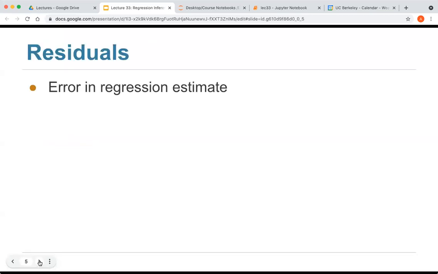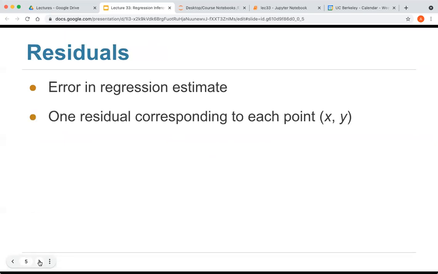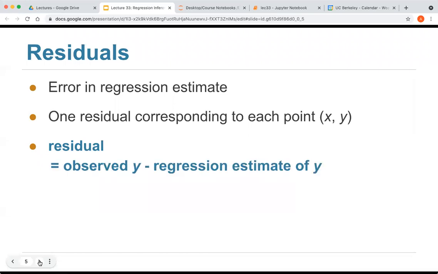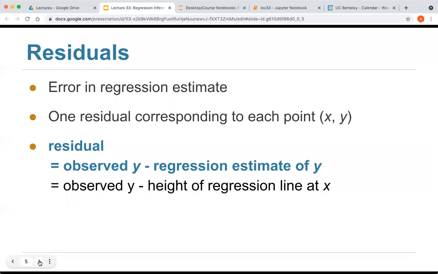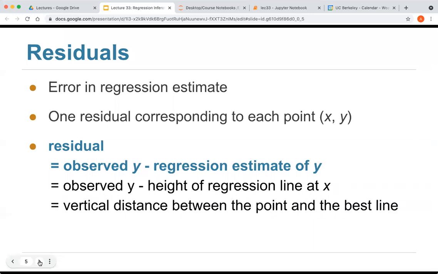What is a residual? It is the error in the regression estimate. For each point on the scatter diagram, you have a corresponding point on the regression line that is your estimate, and now you're off from that. Residual comes from the word residue, what's left over after you've done your prediction. So it is the actual Y minus the regression estimate of Y. It is your observed Y, the height of the actual point, minus the height of the regression line, and that's a vertical distance.